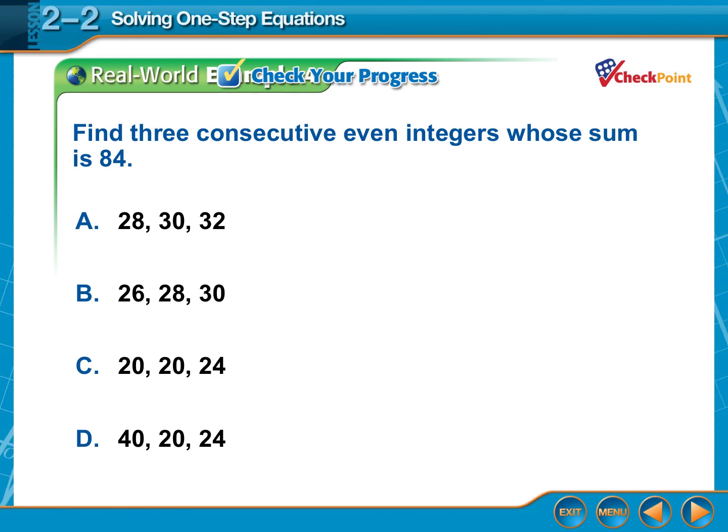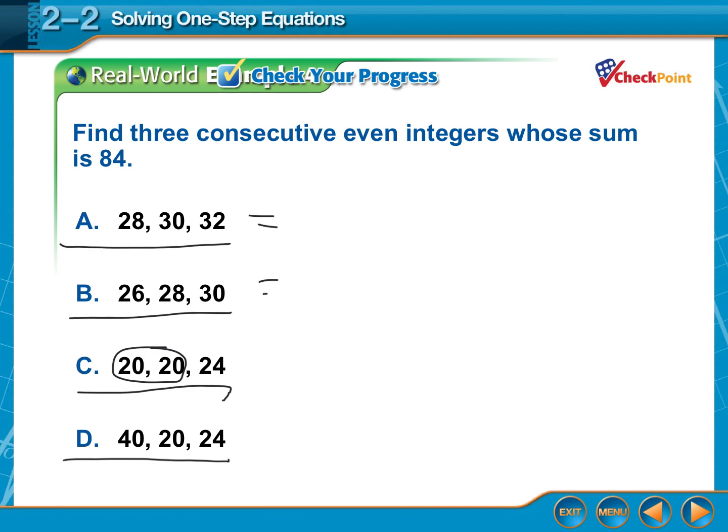Okay. We want to find 3 consecutive even integers whose sum is 84. Let's go through A, are those consecutive even integers? Yes, so that's a possibility. What about this one? Yes. What about here? Yes. Zero is an even number. But is it consecutive? No. What about this one? Are those consecutive? No, so we need to decide what these added together equal.